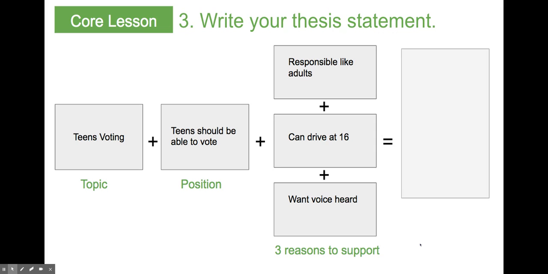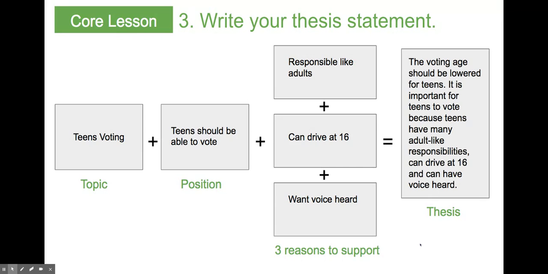So now this equals my strong thesis statement. So now my thesis statement will look and sound like this. The voting age should be lowered for teens. It's important for teens to vote because teens have many adult-like responsibilities, can drive at 16, and can have their voice heard. Again, a strong thesis has an opinion plus 3 reasons.